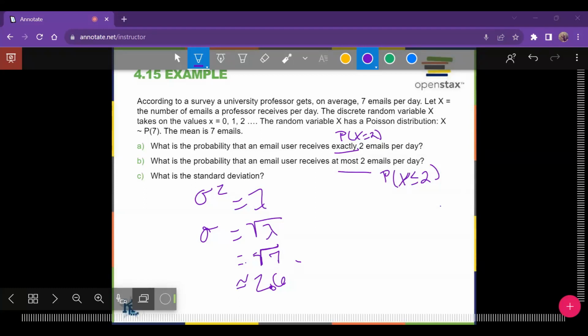And then, of course, that last one we already kind of looked at, but it would just be the square root. So you can type SQRT for square root and put in your lambda, which was 7, and we get 2.6458 as a more exact answer. All right.